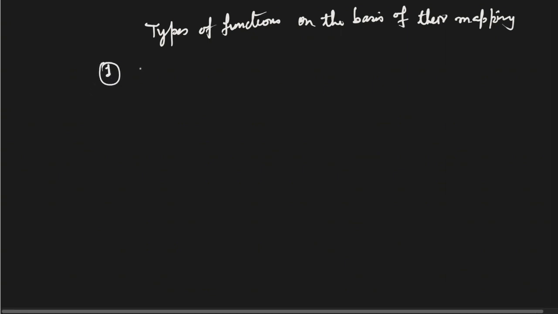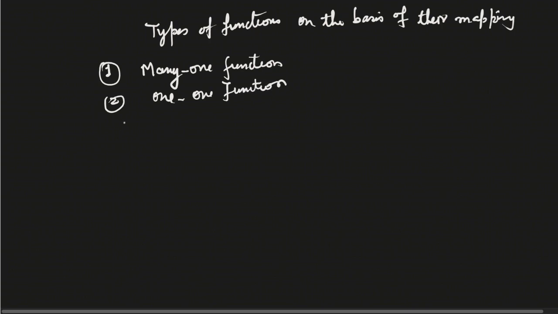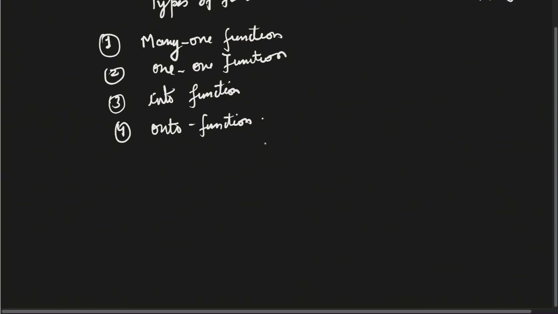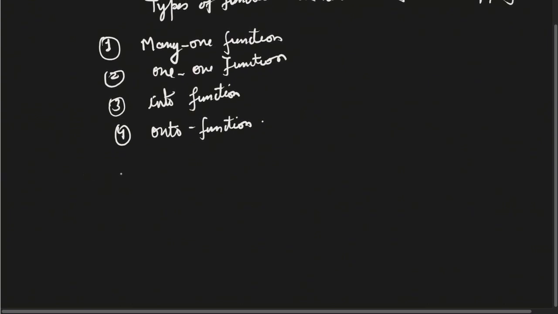One is many one function. The second will be one one function. The third one will be into function, and the fourth one will be onto function. So we'll see these four kinds of functions which are defined on the basis of their mapping.